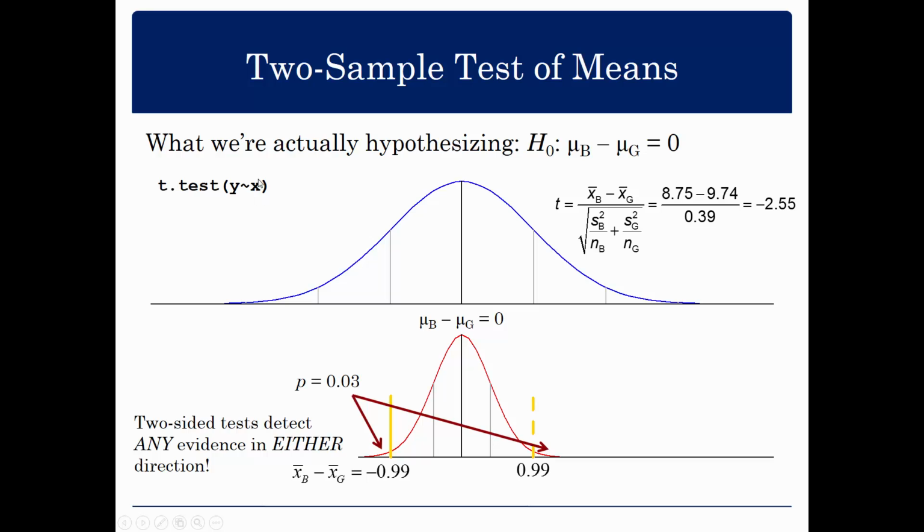You have your dependent variable, and then just a tilde sign with just a list of your independent variables. Here we only have one. X in this case indicates whether they got drug B or drug G. Y is their blood clotting time.